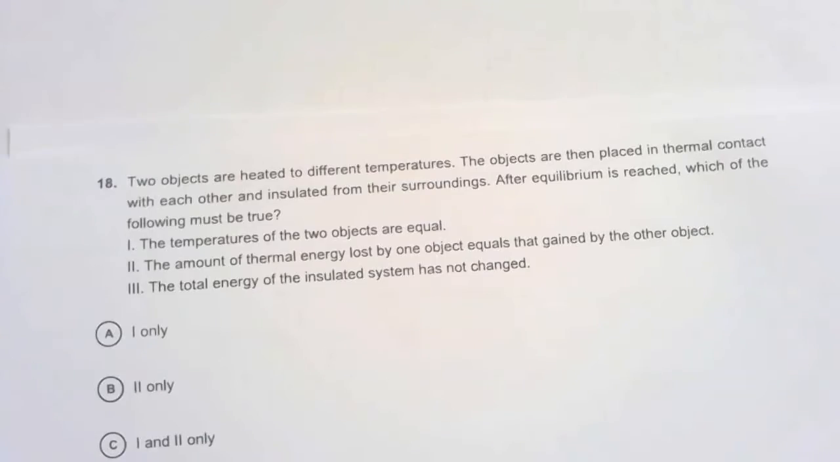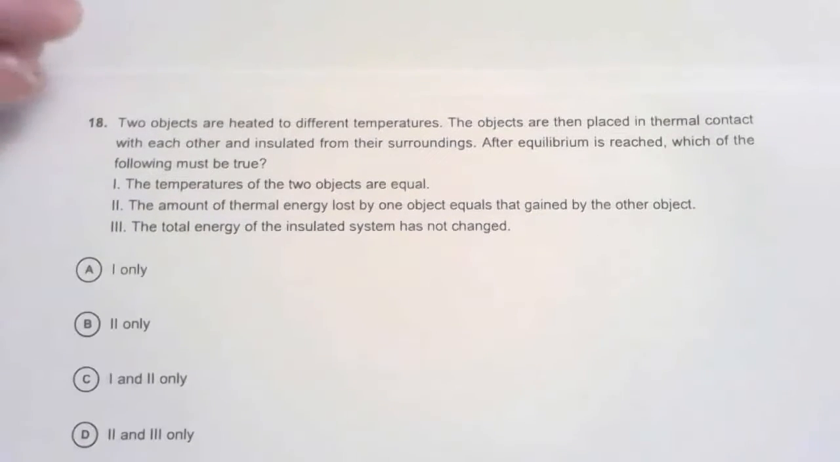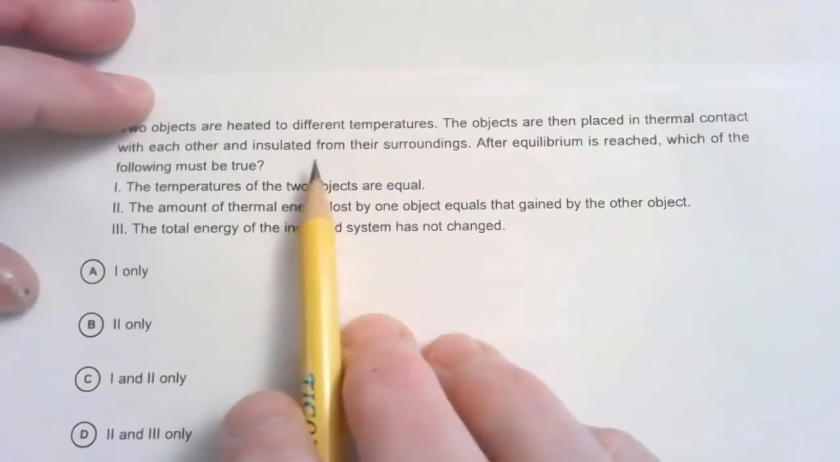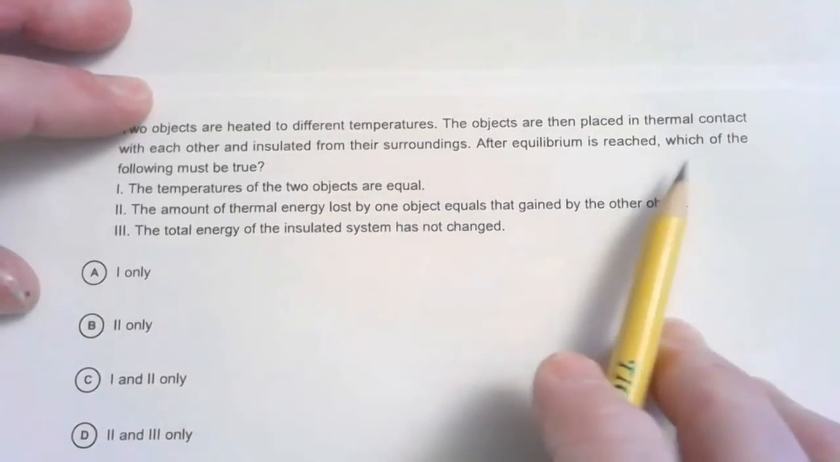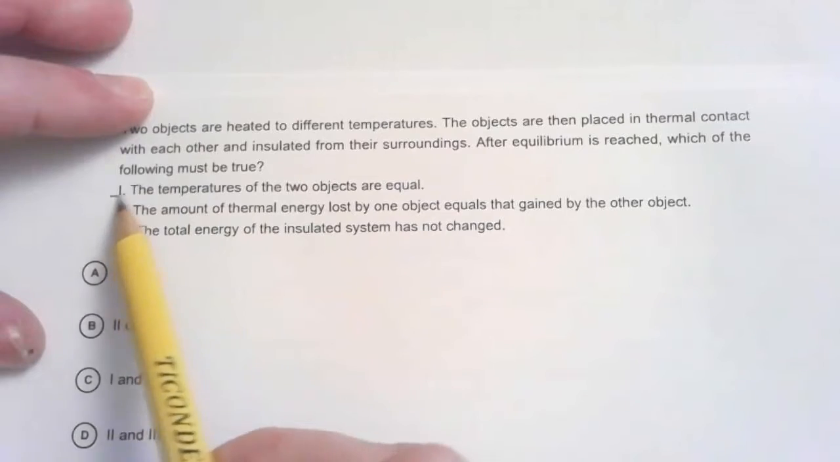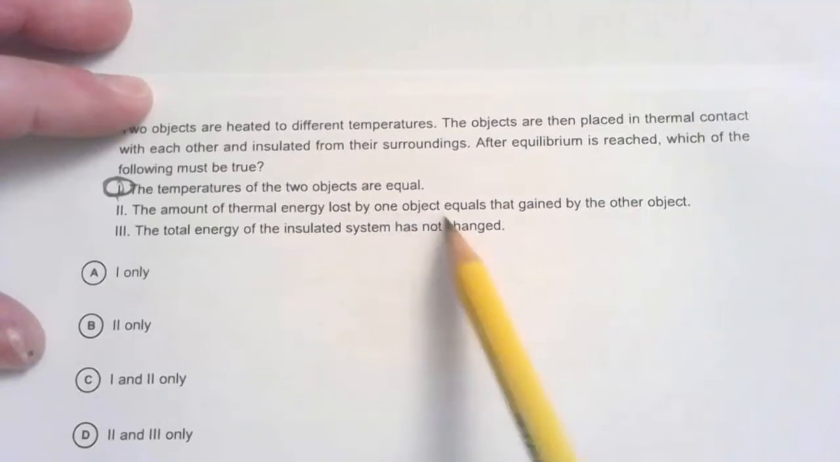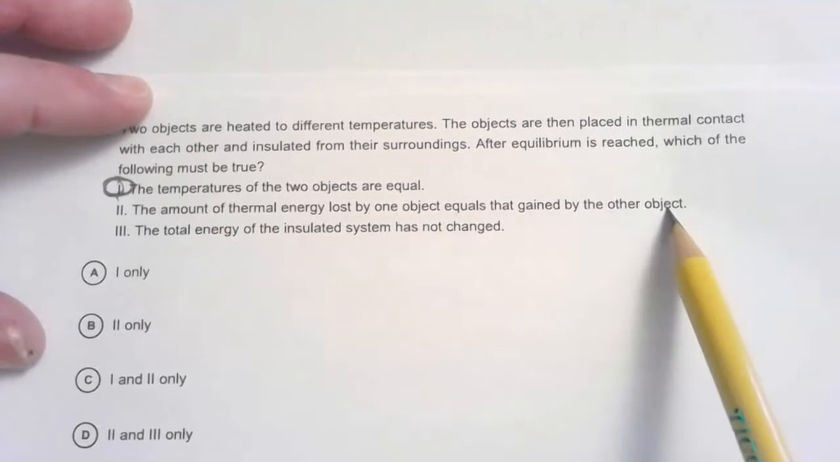Two objects heated to different temperatures. The objects are then placed in thermal contact with each other and insulated from their surroundings. After equilibrium is reached, which of the following must be true? All right, thermal equilibrium we looked at in an earlier problem. Definitely the temperatures have to be the same. The amount of thermal energy lost by one object equals that gained by the other.